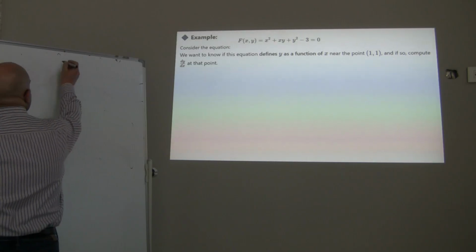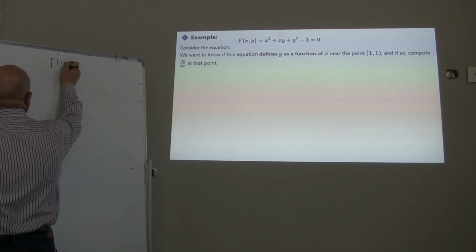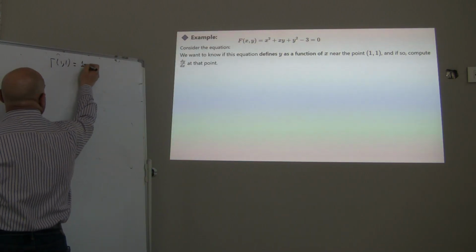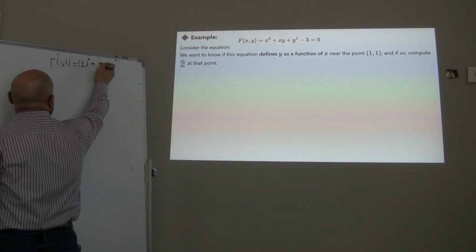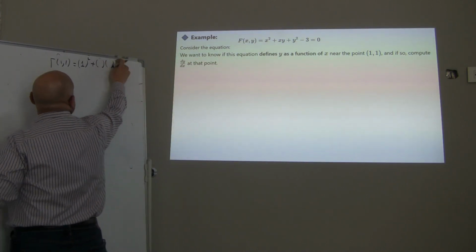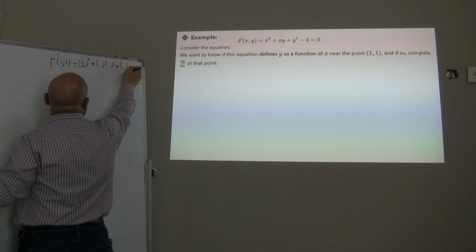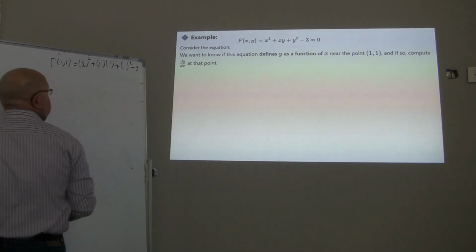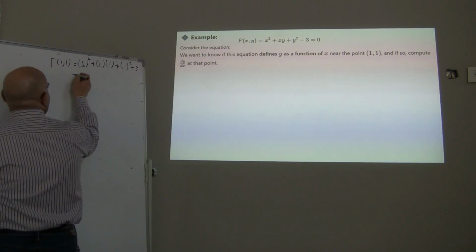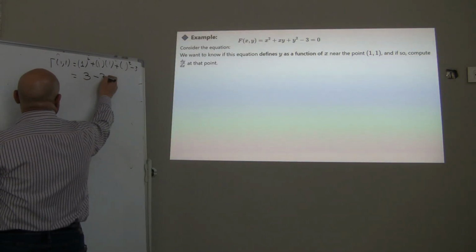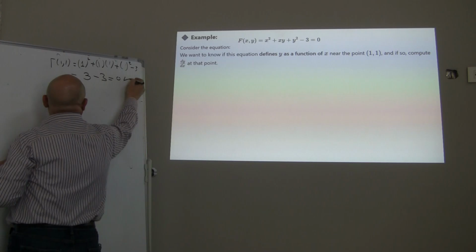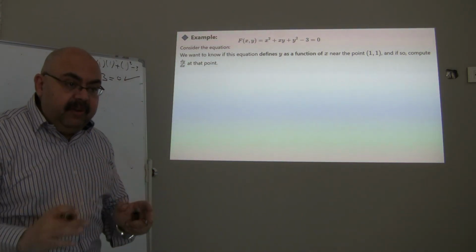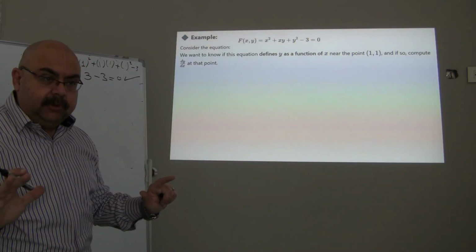Now let's check what f at 1 and 1 equals. It equals x to the power of 2 plus x times y plus y to the power of 2 minus 3. Once you substitute these numbers at 1 and 1, you will discover that 3 minus 3 is equal to 0. So the first condition is satisfied: the value of the function at 1 and 1 is equal to 0.